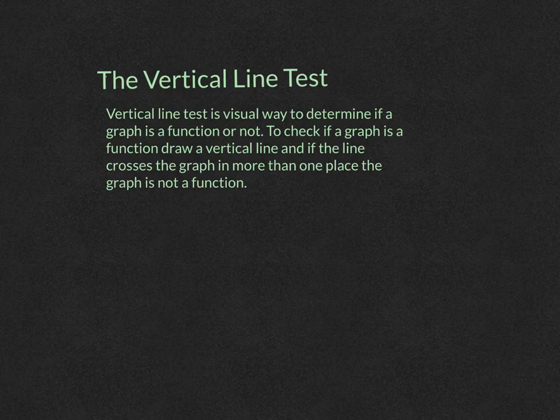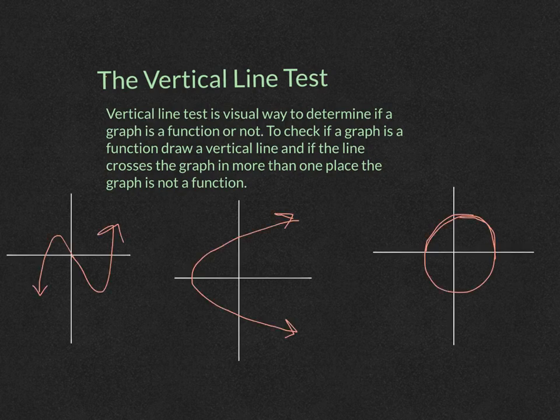So let's take a look at some examples. So let's look at this first graph. If I were to draw a vertical line anywhere on this graph, it is only going to cross in one spot. So because the vertical line is only crossing in one spot, this would be a function.